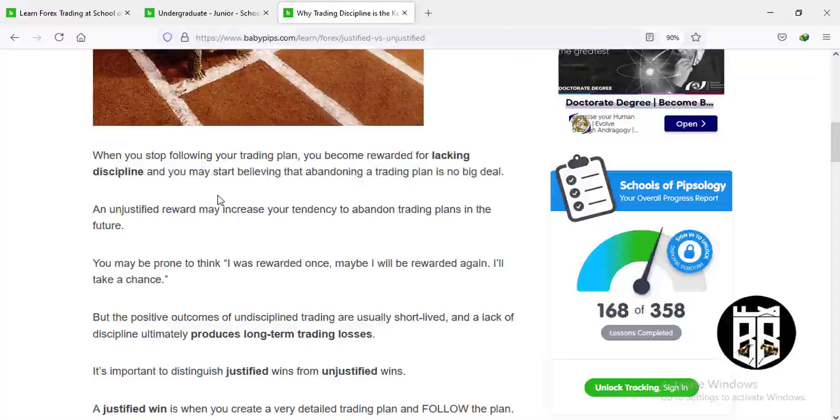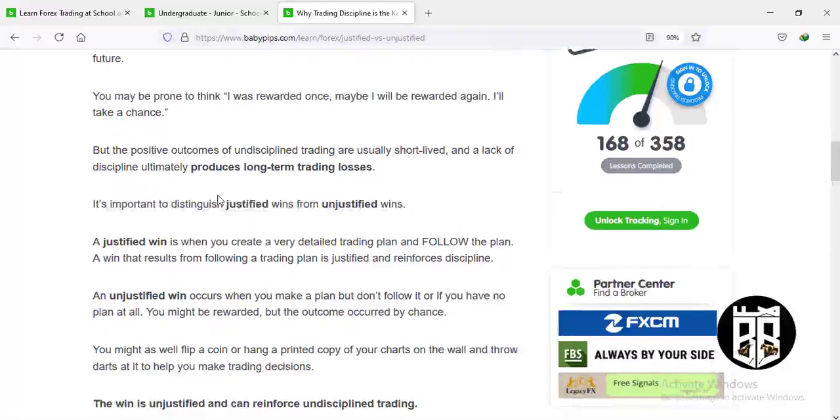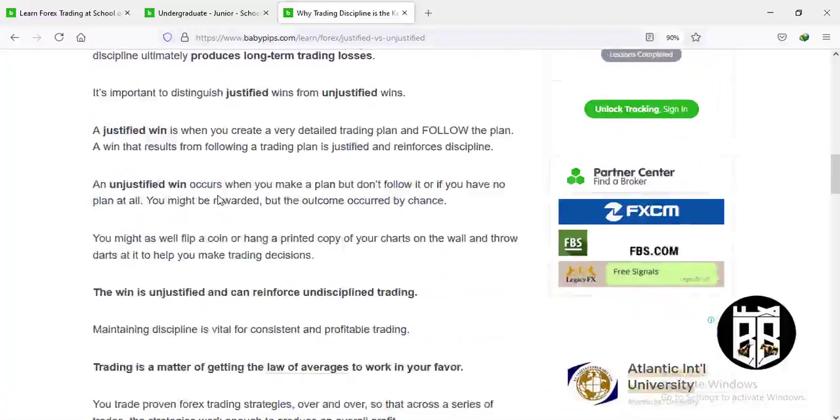The positive outcomes of undisciplined trading are usually short-lived. Okay, and a lack of discipline ultimately produces long-term trading losses. I can promise you, I've gone through that before. Okay, so it's important to distinguish justified wins and unjustified wins.